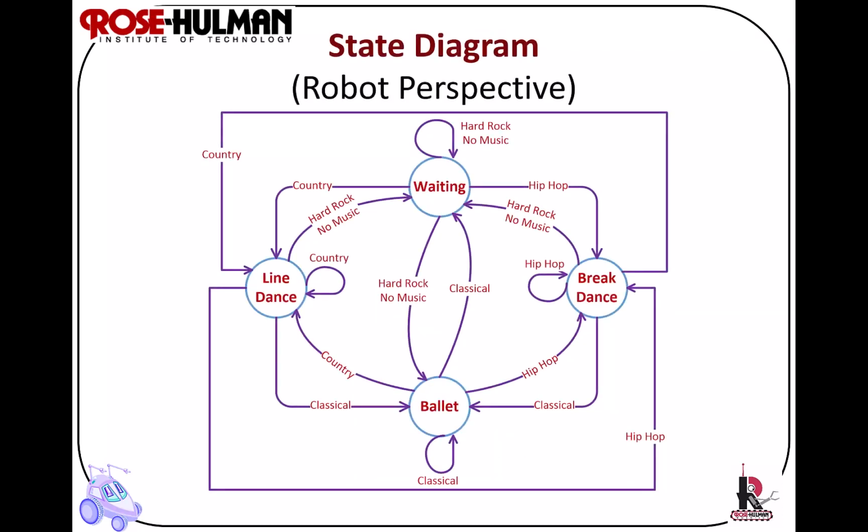And here is an example of the state diagram for the robot boogie machine, where the robot waiting for music is one state, the robot line dances is one state, the robot does ballet is one state, and the robot break dances is one state. And based upon the input, it transitions to the appropriate state, whether it's country for line dancing, hip hop for break dancing, or classical for ballet, and so on.